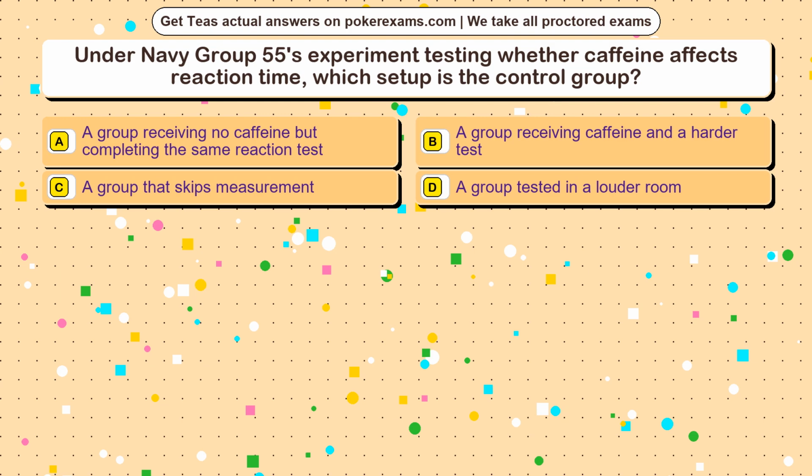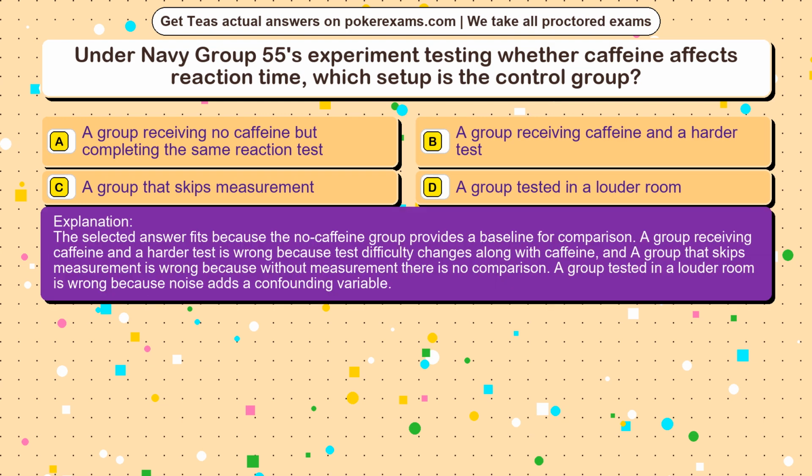The correct answer is option. The selected answer fits because the no caffeine group provides a baseline for comparison. A group receiving caffeine and a harder test is wrong because test difficulty changes along with caffeine, and a group that skips measurement is wrong because without measurement there is no comparison. A group tested in a louder room is wrong because noise adds a confounding variable.